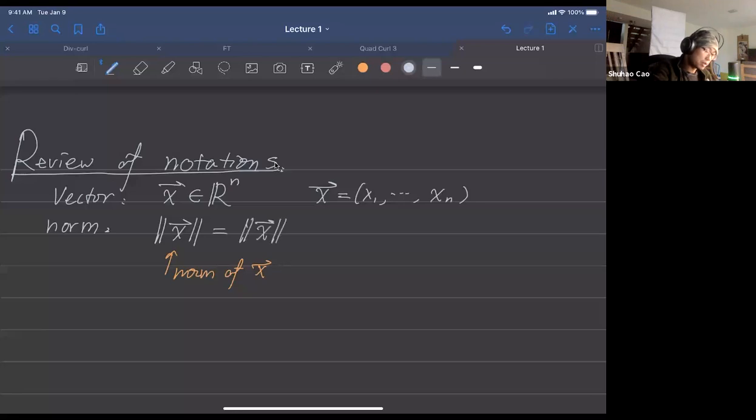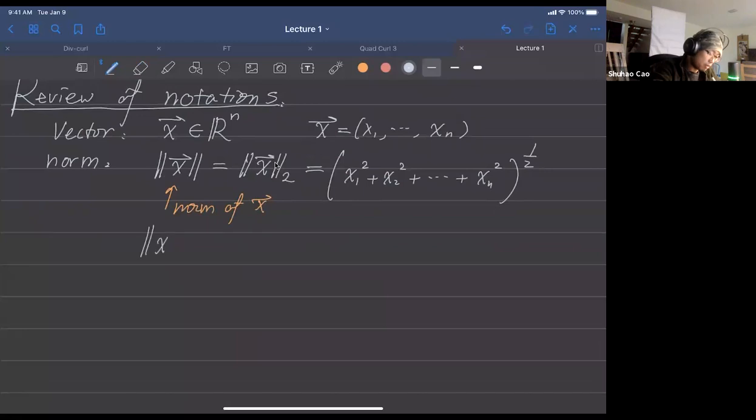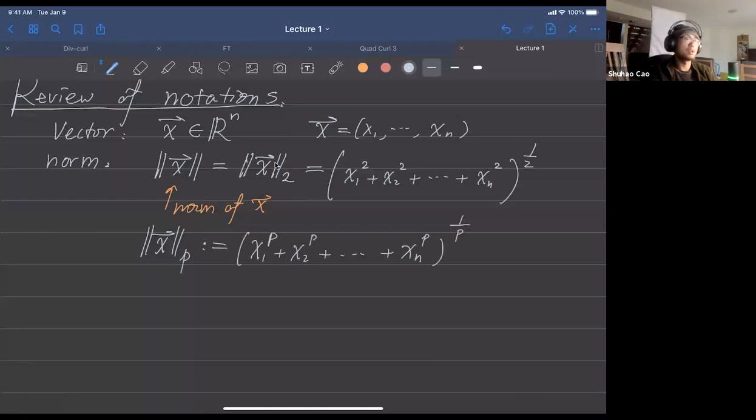If we don't have any subscript, it just means the two norm. What the two norm means is the square root of x1 squared plus x2 squared plus up to xn squared. So we take the sum of the squares, then we take the square root. In general, we'll have a p norm, defined as x1 to the pth power plus x2 to the pth power plus xn to the pth power, and then we take the 1 over p power, which is the pth root. But most likely we will restrict ourselves to the two norm.